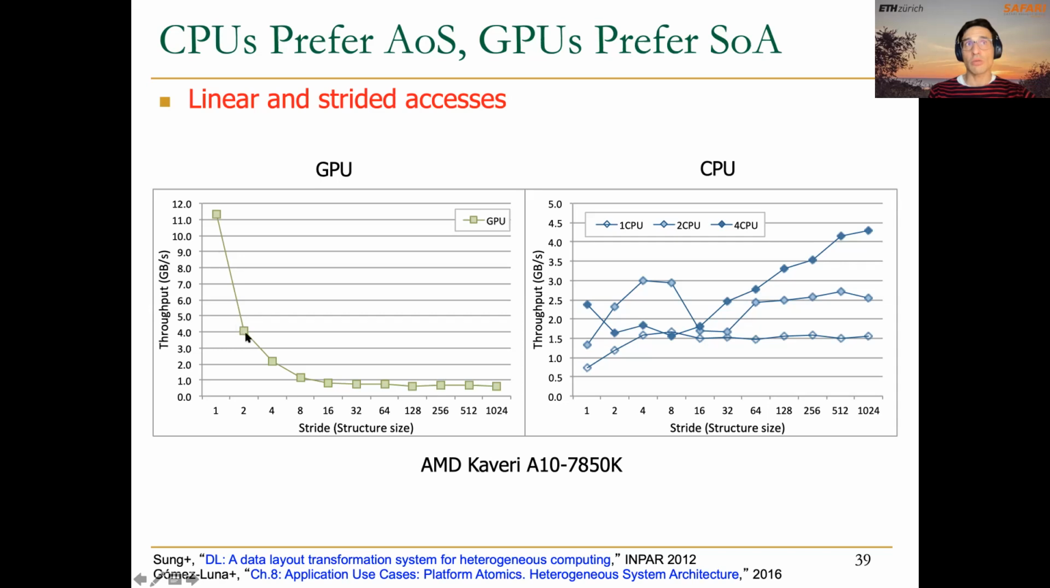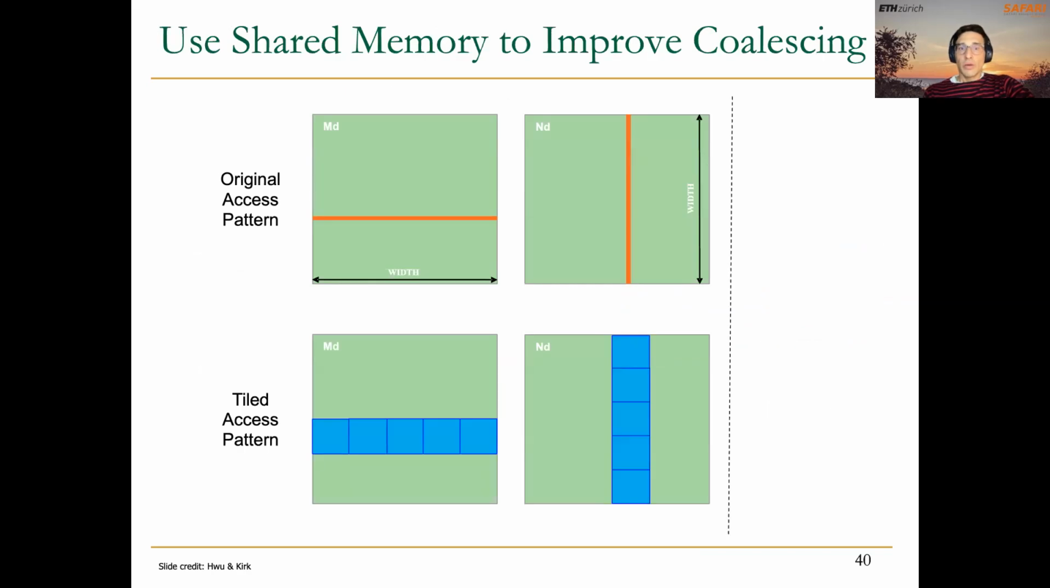If the stride is 2, the bandwidth essentially goes to half or even less. If it's 4, it continues going down. And at some point it saturates at its minimum bandwidth value. However, on the CPU, increasing the stride is not necessarily something bad, and as you see, it can take advantage of an array of structures organization, even increasing throughput as we increase the structure size. But not in all cases would we be able to perform coalesced accesses.